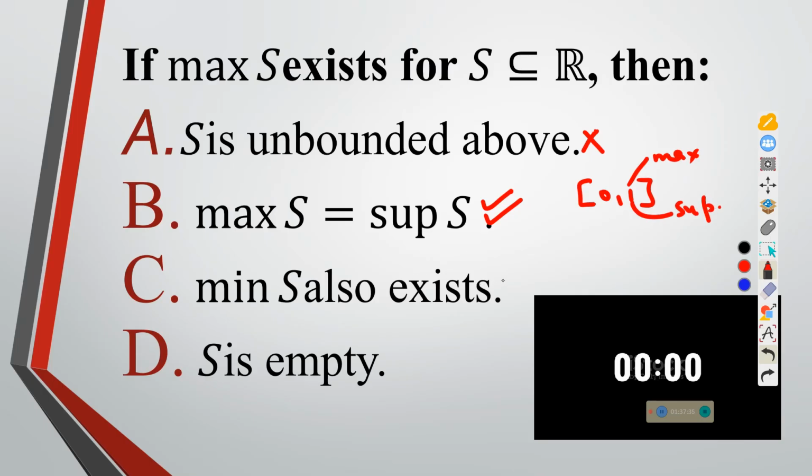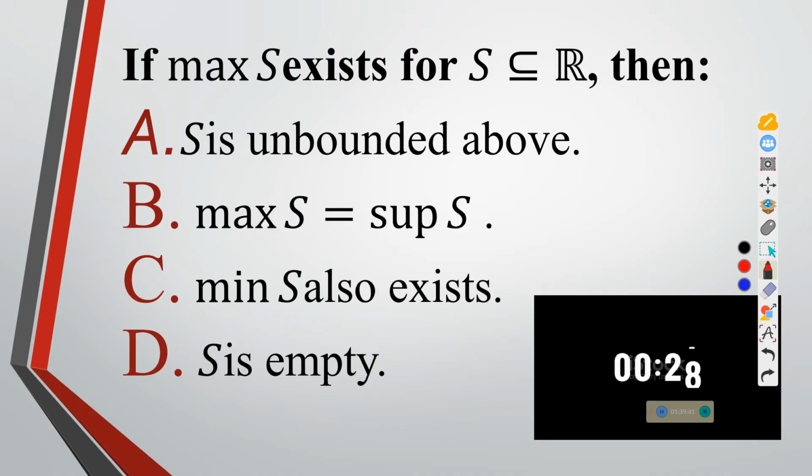Minimum also exists. This is not necessarily true. Having a maximum does not necessarily mean the minimum must be there. S is empty. This is not necessarily true. So basically, it means B will be the answer.